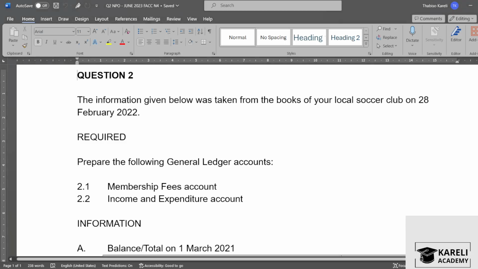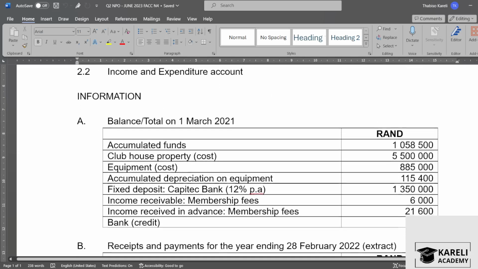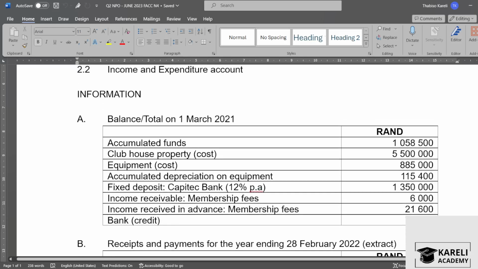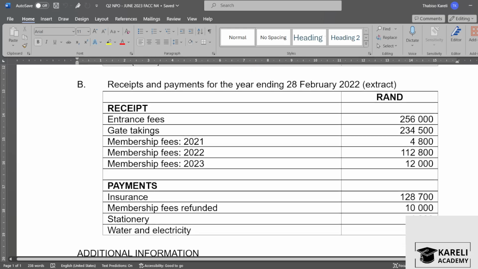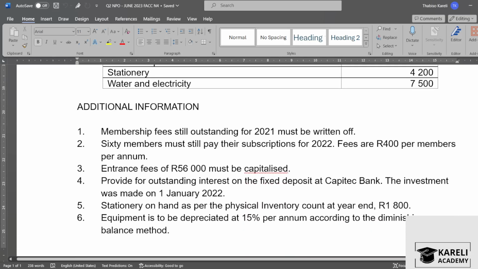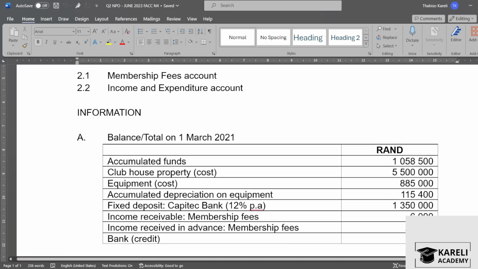So, we said we are given A, balances on the 1st of March. Those are the opening balances. B, at the end of the financial period, we have receipts and payments for 28 February. And then you have additional information from number 1 till number 6. Now, we are going to start first with A.